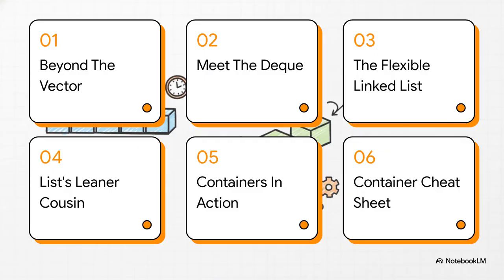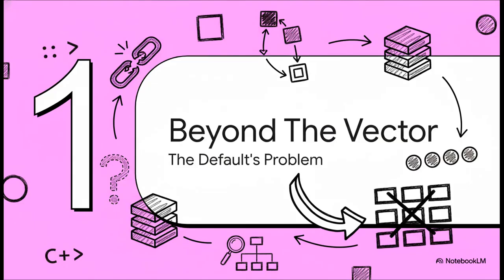Okay, so here's the game plan. First, we'll break down exactly why vector struggles sometimes. Then, we're going to meet three awesome alternatives: the deque, the list, and its leaner cousin, the forward_list. We'll even see them in action with a real-world coding problem, and then I'll wrap it all up with a super handy cheat sheet you can use in your own projects. Sound good? Let's go.